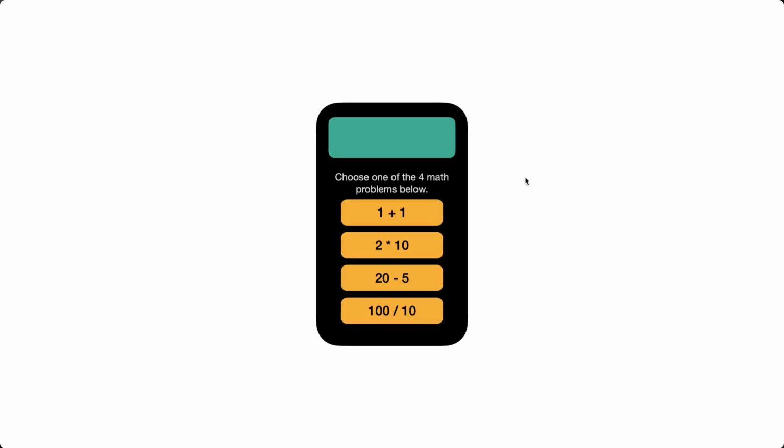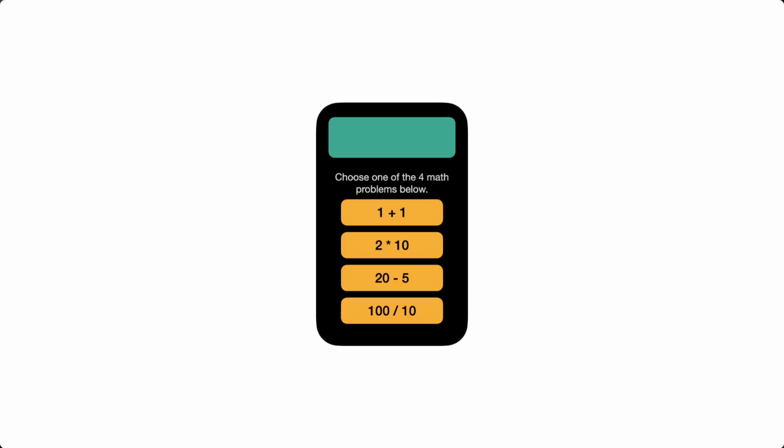So imagine you pull out your trusty calculator and the only problems that your trusty calculator could solve were 1 plus 1 or 2 times 10 or 20 minus 5 or 100 divided by 10. You couldn't change it to 1 plus 2 or 5 times 10 or anything like that. It's just the buttons you see on the screen or the operations you can perform. So this wouldn't be very useful.